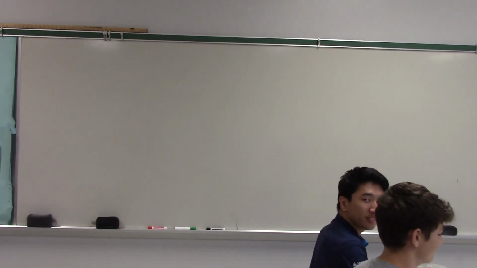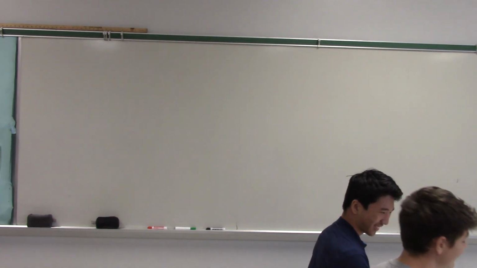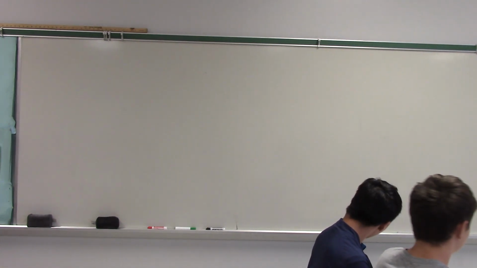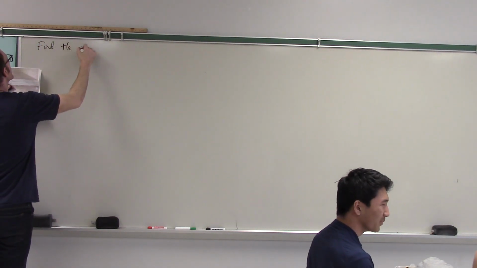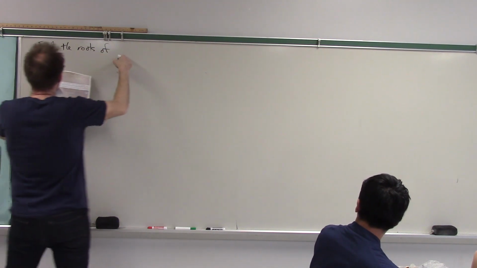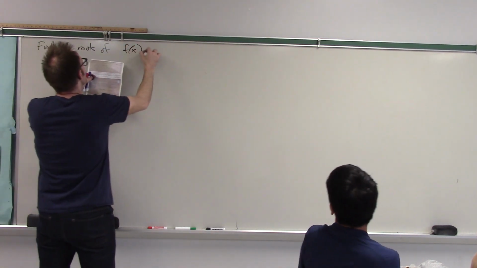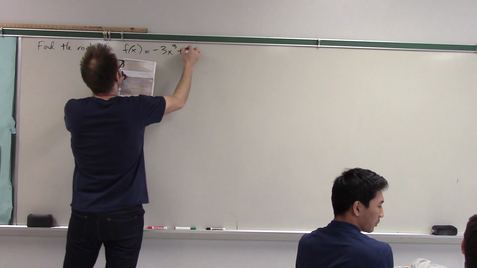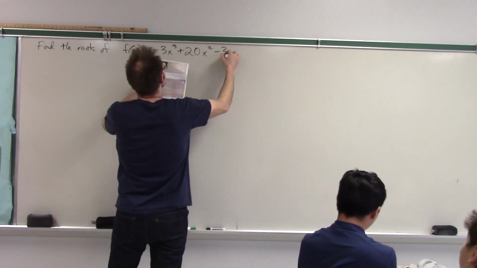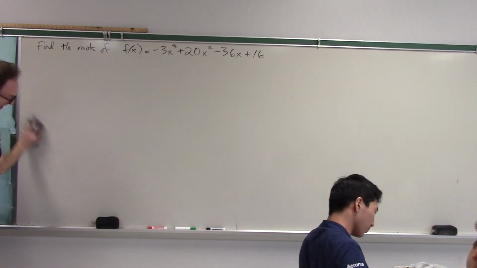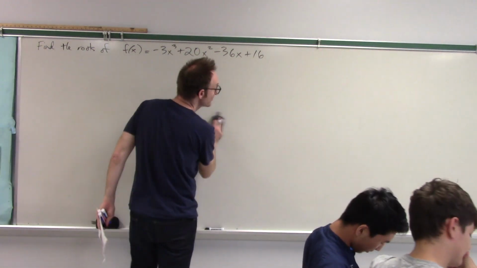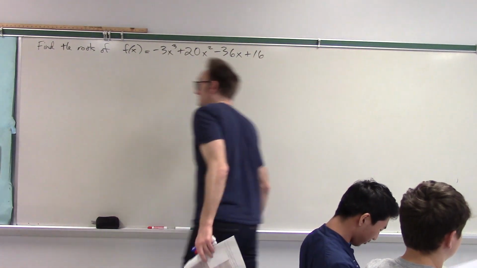All right, and so the name of the game, what we're really trying to do today, I didn't tell you this yet, but I'm telling you right now, is find roots of polynomials. Okay, so this is what we want to do. Find the roots of the polynomial. Here it is. F of x equals negative 3x cubed plus 20x squared minus 36x plus 16. That's the goal.